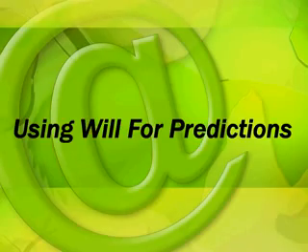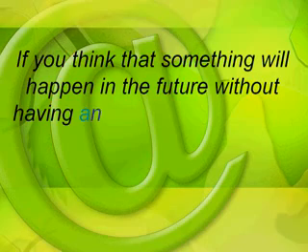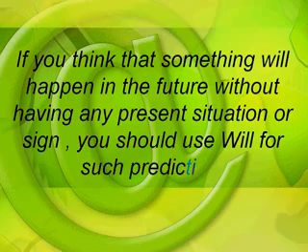First of all, we'll look at using will for predictions. If you think that something will happen in the future without having any present situation or sign, you should use will for such prediction. So if you think that something will happen in future but you don't have any present proof, but you are still predicting future about something, you'll use will.